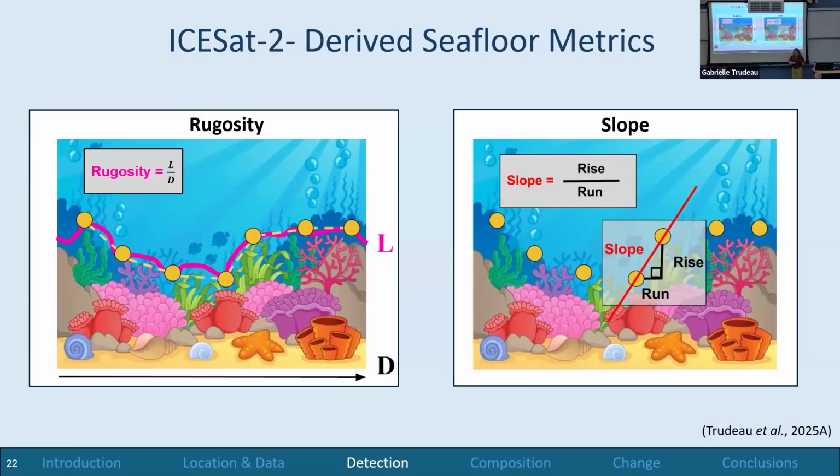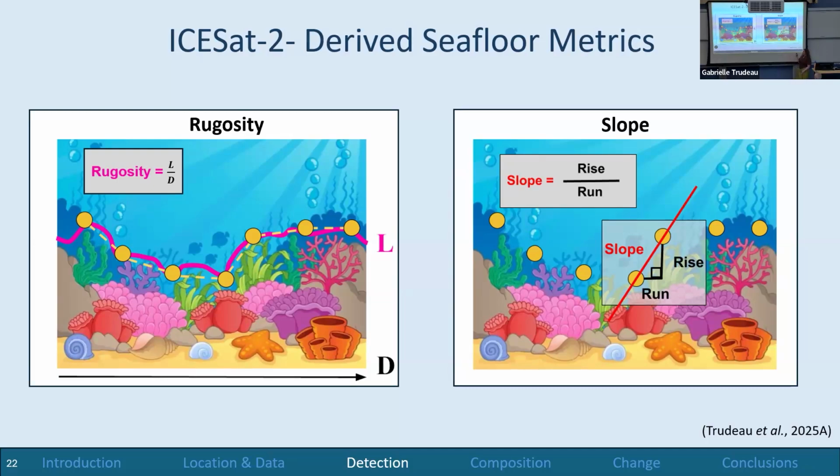A value of 1 is perfectly smooth. As it gets larger, it indicates more roughness. I'm essentially doing the same exact thing, but I'm taking my ICESat-2 points, which are these little yellow dots, and I'm mimicking the rugosity calculation for an ICESat-2 track.